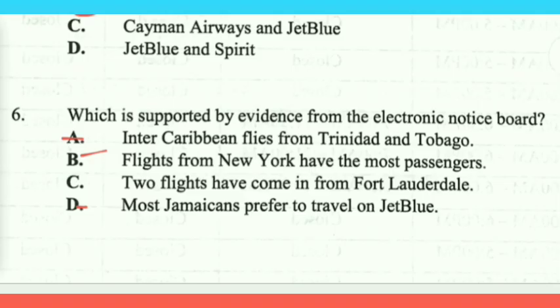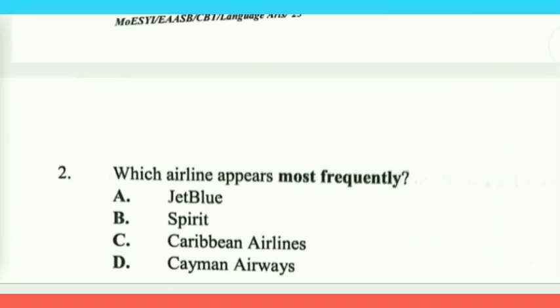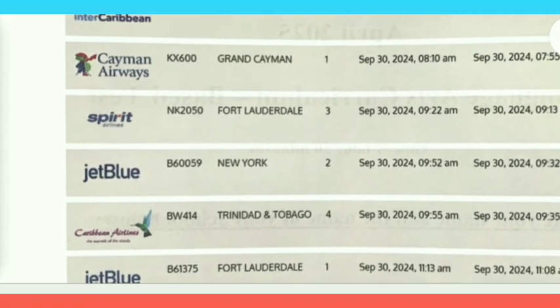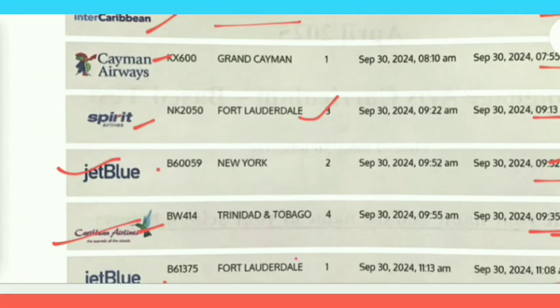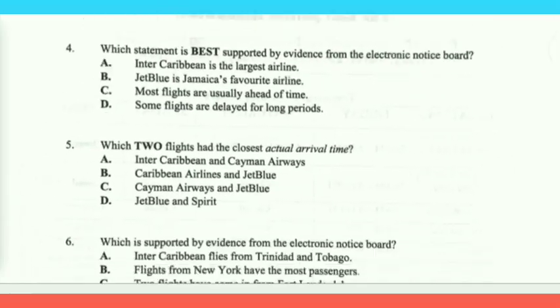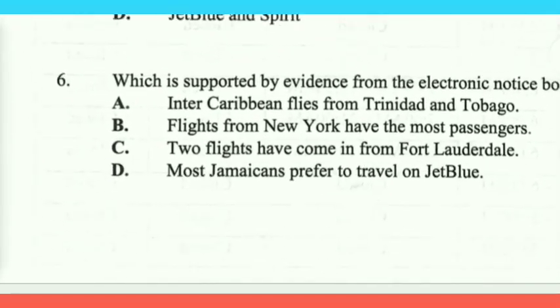2 flights have come from Fort Lauderdale. Let's go up and confirm. Scroll up to C. Arriving from, so here we have Fort Lauderdale, Fort Lauderdale. So we have 2 flights, a Spirit and a JetBlue. So that answer is C, Fort Lauderdale having 2 flights coming from there.